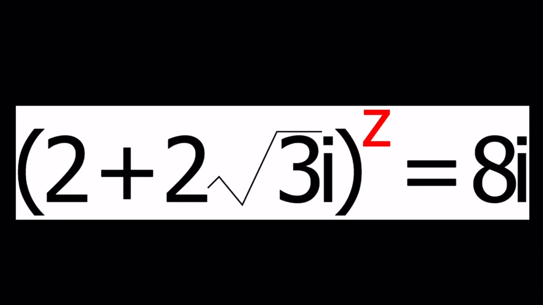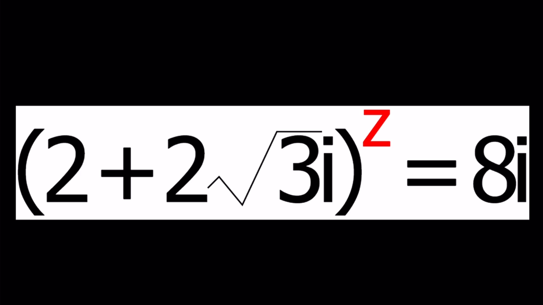This channel is all about complex numbers, and in this video we're going to be solving an exponential equation with complex numbers. We have (2 + 2√3 i)^z = 8i, and we're going to be solving for z.